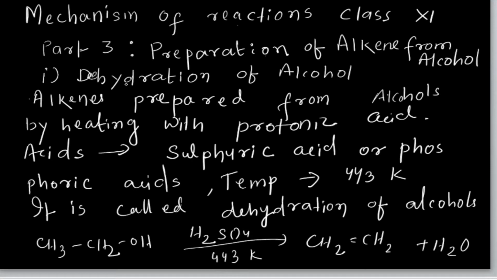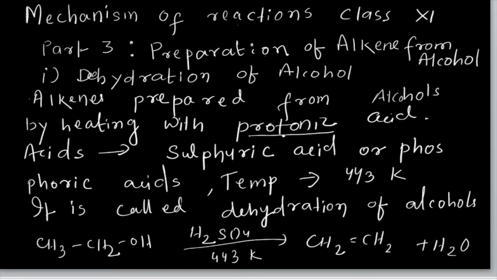Generally it is observed alkenes are prepared by dehydration of alcohol. From alcohol, water is removed by what method? By the dehydration method. Dehydration means water is removed in the presence of what? That is protonic acid. That means alkene can be prepared from alcohol by heating with protonic acid. Then the question: what is meant by protonic acid? Protonic acid means the acid having hydrogen.